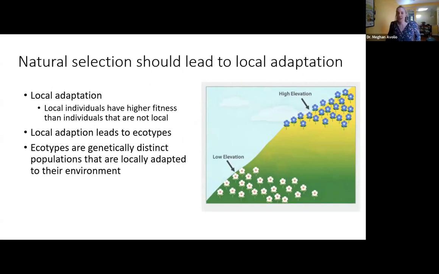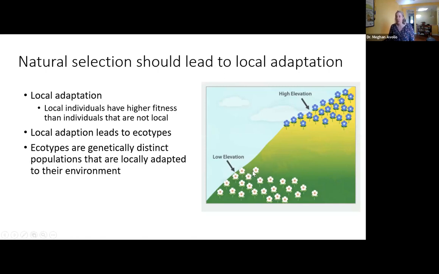Okay, so natural selection should lead to local adaptation. So in this cartoon example here, I have the exact same species of a plant, but I have one ecotype that's at high elevation and one ecotype that's at low elevation. And these are what we would call two different ecotypes. So local adaptation is when individuals are well adapted to their local environment. They have higher fitness in this local environment. So if I were to take an individual from the high elevation and grow it down at low elevation, it would not grow as well as if it was at high elevation. And same thing vice versa.